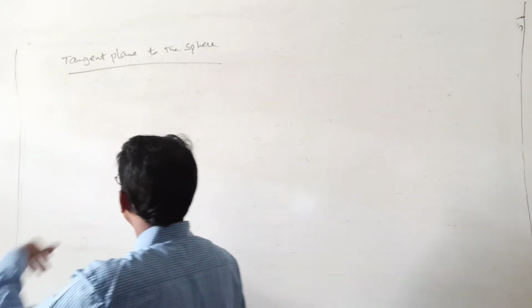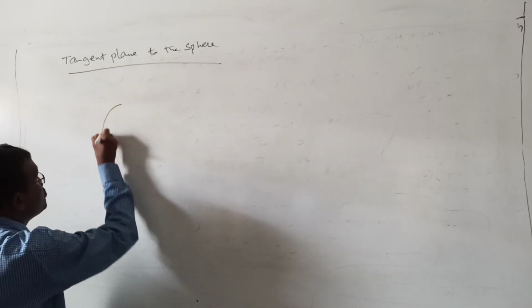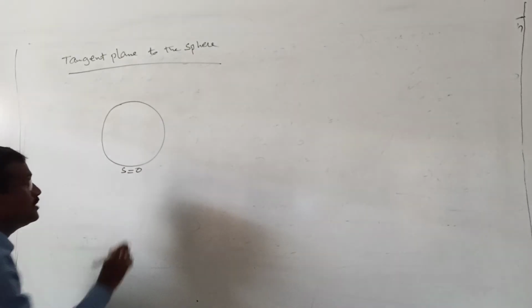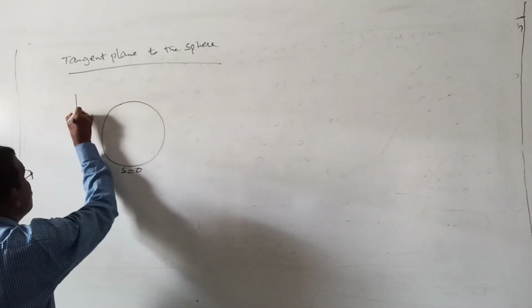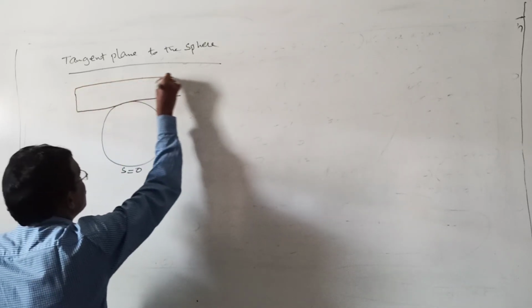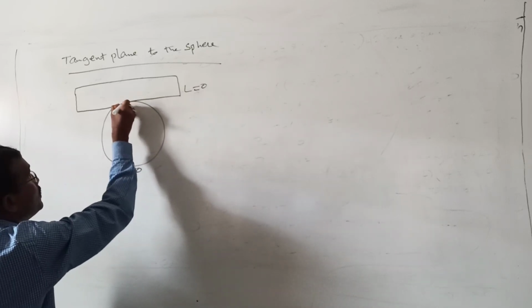Clearly, I am going to proceed graphically. This is your sphere. For my convenience I am taking S equals 0. Generally, the sphere notation S equals 0 we have to take. This is the plane, which is intersecting with the sphere. This is the common point between them.